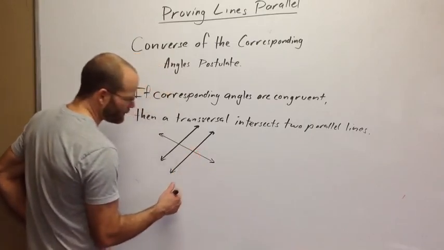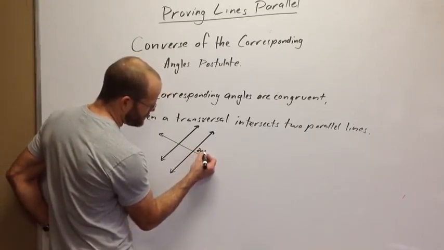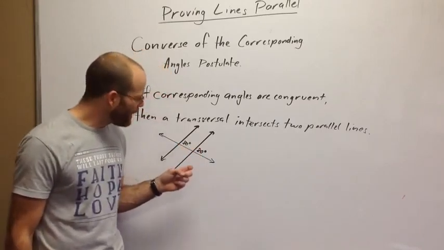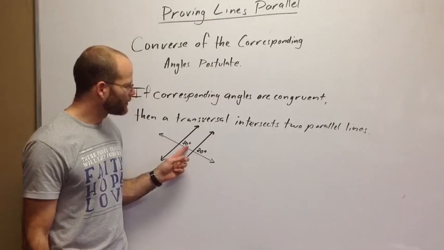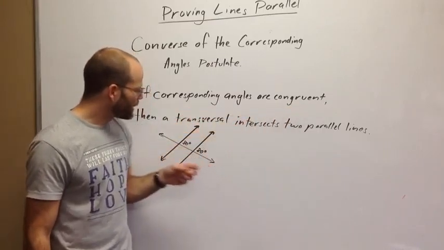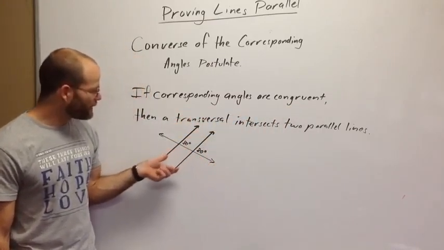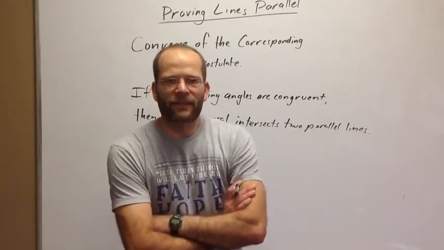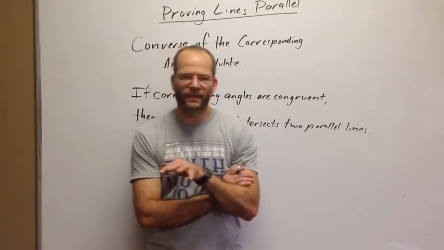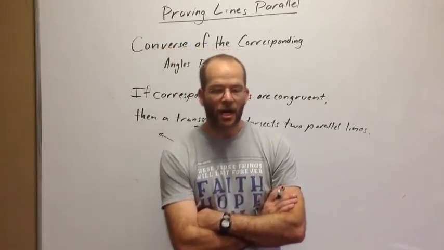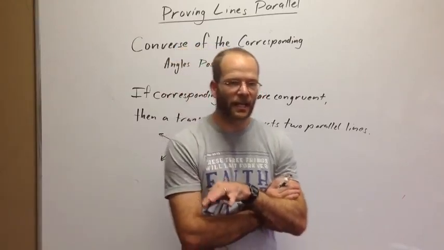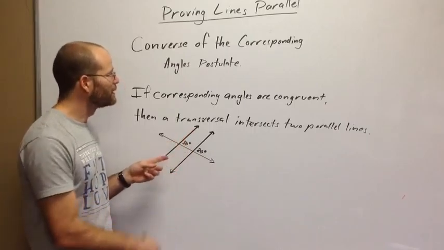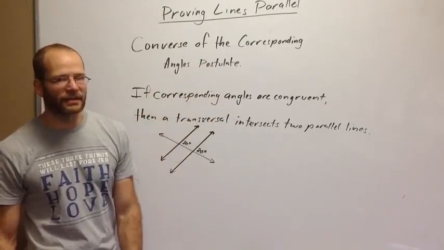But if I give you the following information, suppose I tell you that this angle measures 80 degrees, and this angle measures 80 degrees. The fact that these two corresponding angles are congruent allows me to conclude that these two lines are parallel. So I can work backwards. Yesterday we talked about the fact that if two lines are parallel, a transversal intersecting them will form congruent corresponding angles. Today we're talking about the fact that if I know these corresponding angles are congruent, then the lines must be parallel. It's the converse of the corresponding angles postulate.